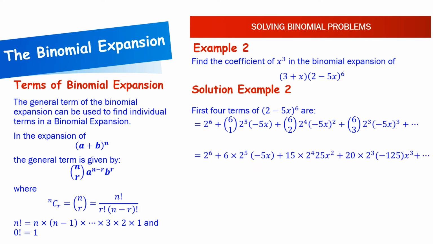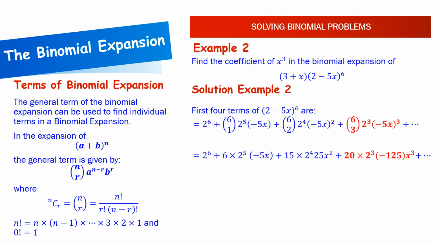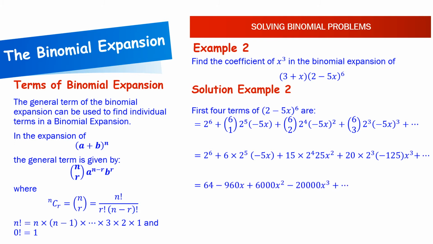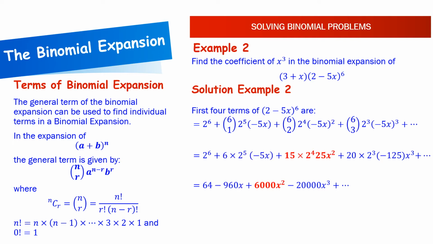And then tidying up gives us 2 to the 6 plus the x term plus the x squared term plus the x cubed term, and so on. And then tidying up some more, we have 64 minus 960x plus 6,000x squared minus 20,000x cubed, and so on.